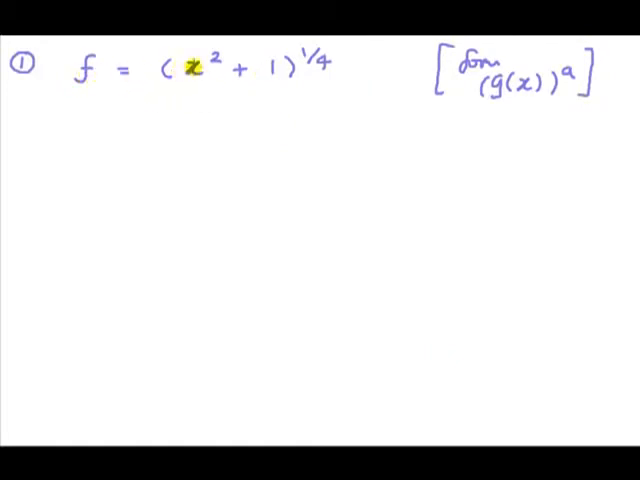Alright, so let's look at some examples. Okay, so we've got here f is equal to (x squared plus 1) to the power of a quarter. You can see that this is of the form function raised to the power of a number. So we can use the chain rule where g, let's just write g to be lazy, g is equal to x squared plus 1. Then we can see that f is equal to g to the power of a quarter. If you substitute this g into here, it's the same as this one.